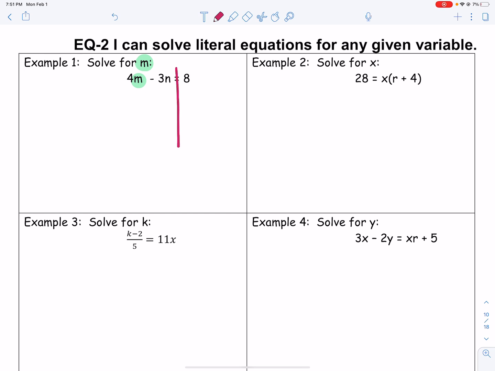So you're still going to have your line. The first thing I would move is I would plus 3n. And now those are not like terms. So you would have 4m equals 3n plus 8. And the order does not matter on this. You could have written 8 plus 3n. It doesn't matter which one comes first. But you can't combine them because they both don't have n's.